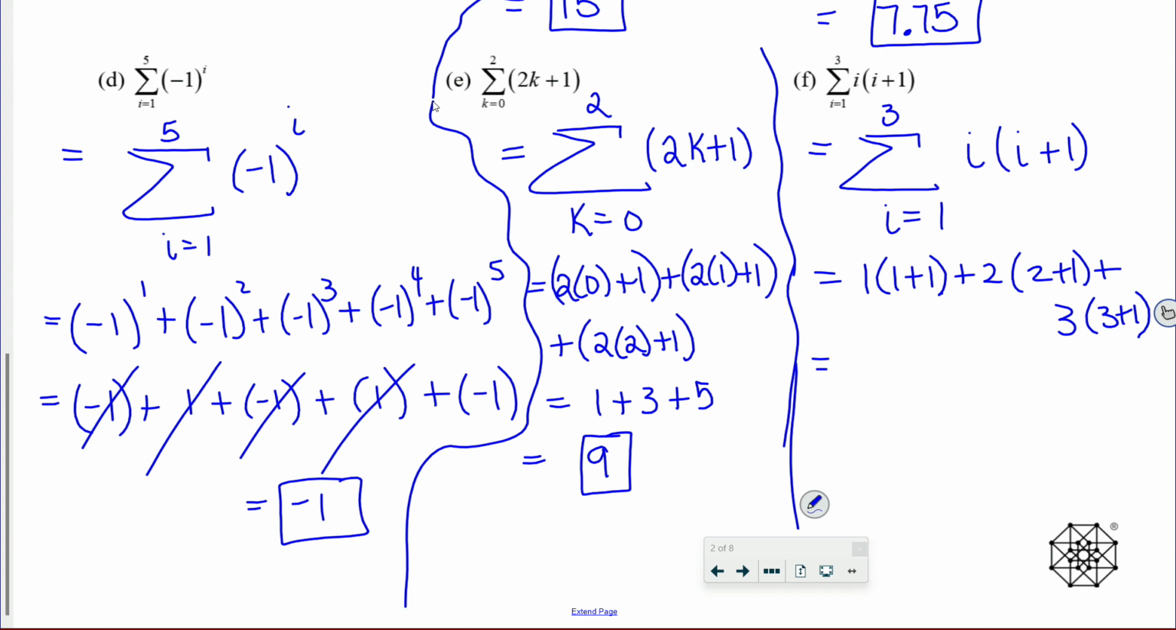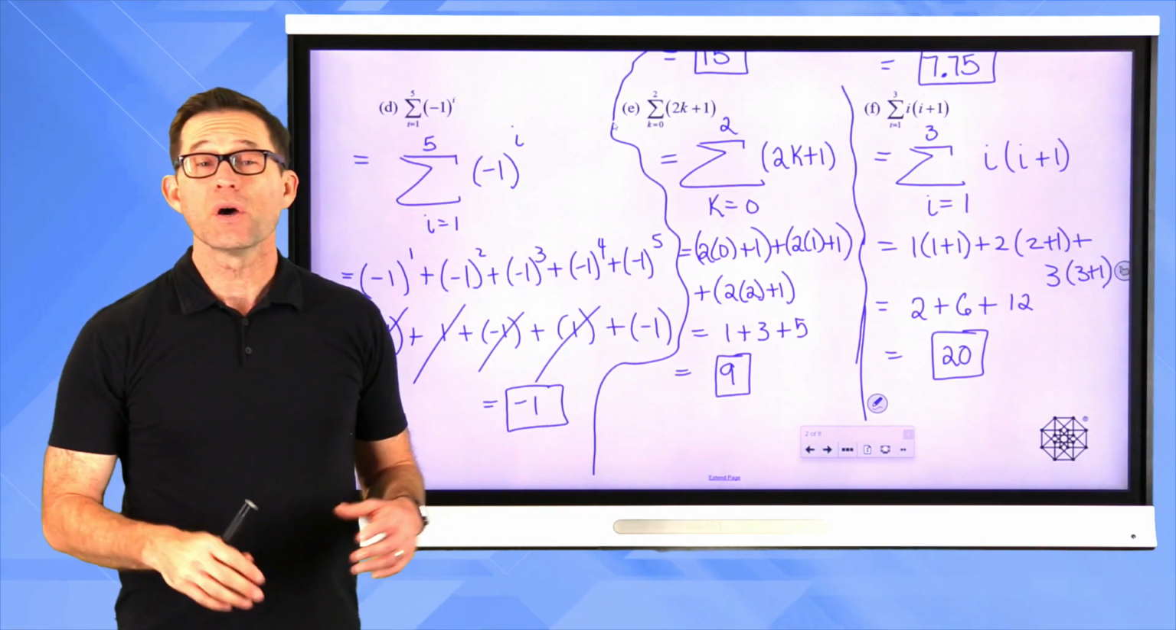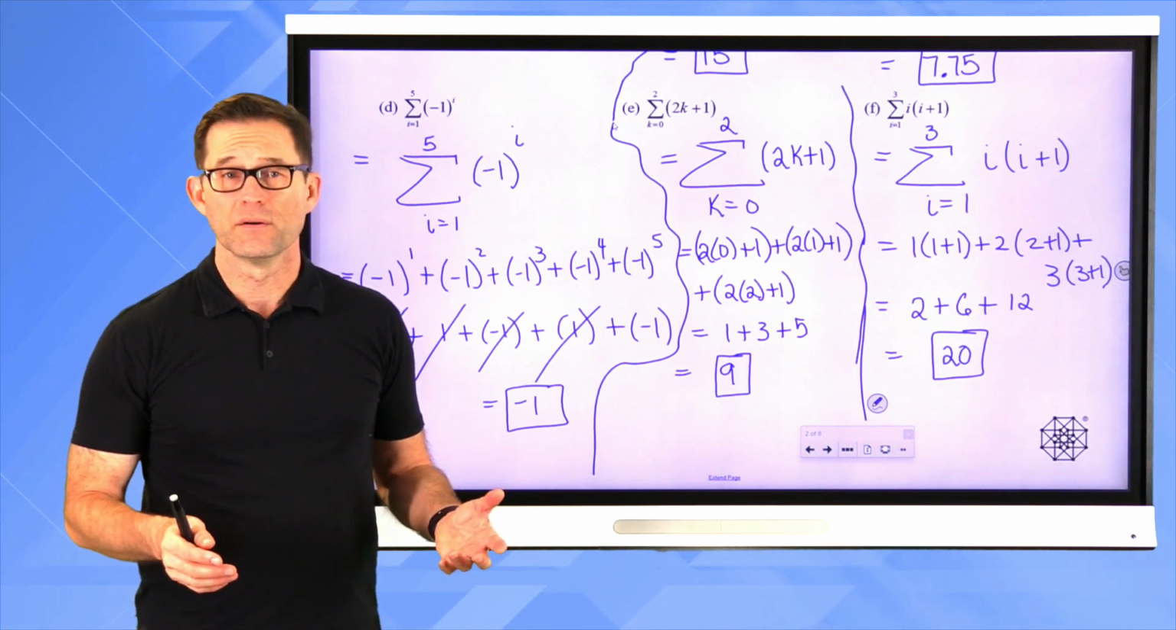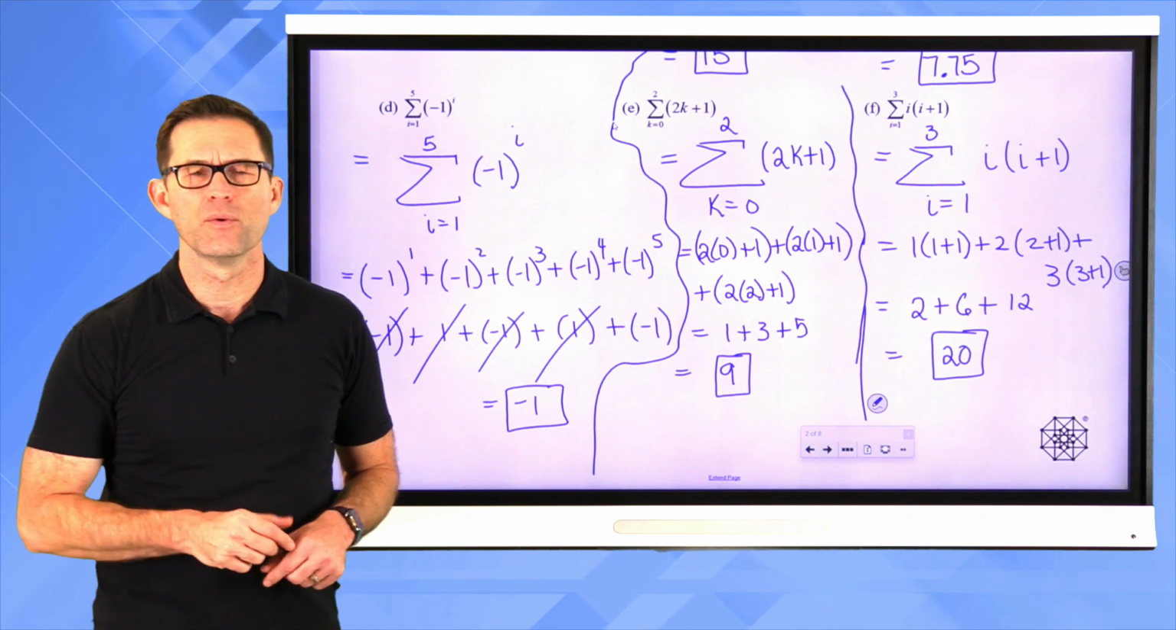So that's going to be 1 times 2, which is 2. 2 times 3, which is 6. And 3 times 4, which is 12. So that's going to be 18 and 20. Let me just make sure that looks good. 6, 3, 4, 12, good. All right, great.